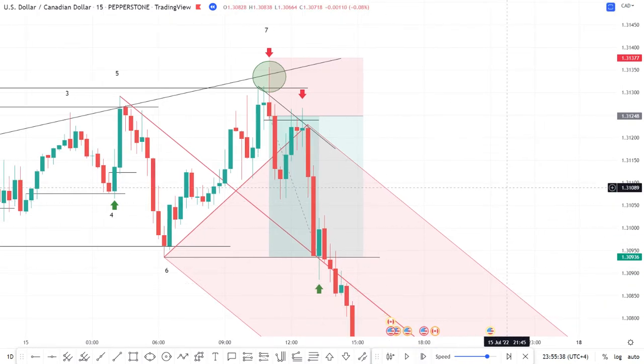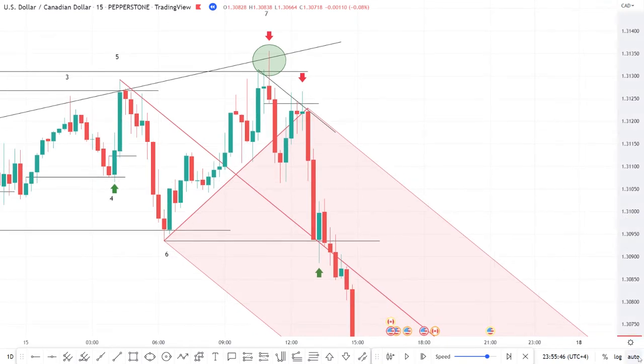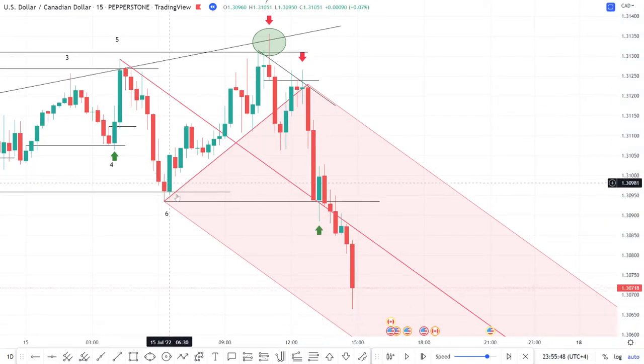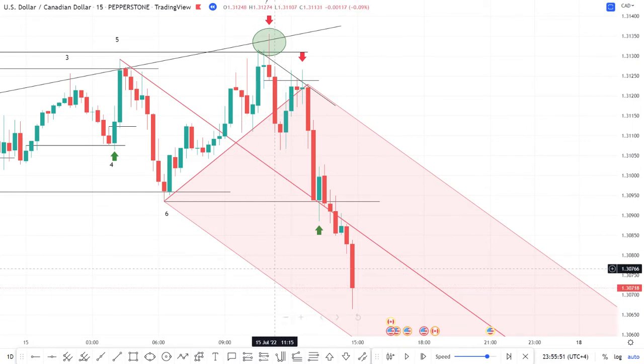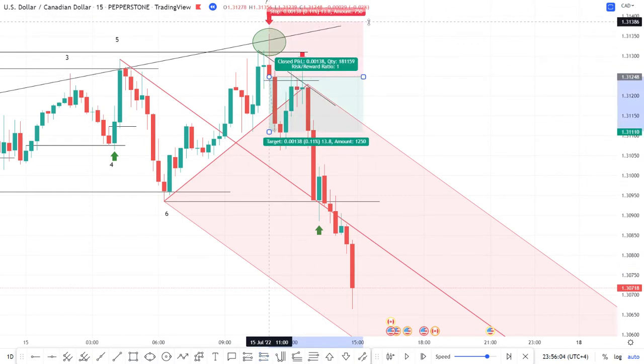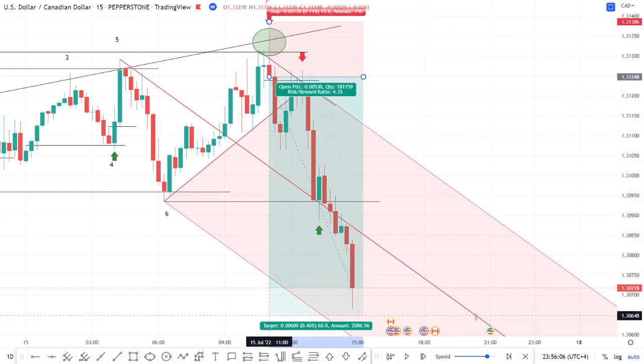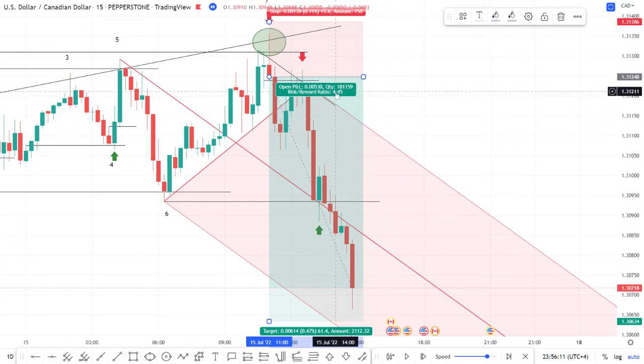There. So now we have a valid fork. Let's remove this, since we're talking about a dynamic target. We have a valid fork. We expect that it will at least reach the lower line. And like I said, if we entered here, right above the fractal candle, then if the lower line of the fork is our target, this is already a 1 to 4.4 risk-reward ratio.